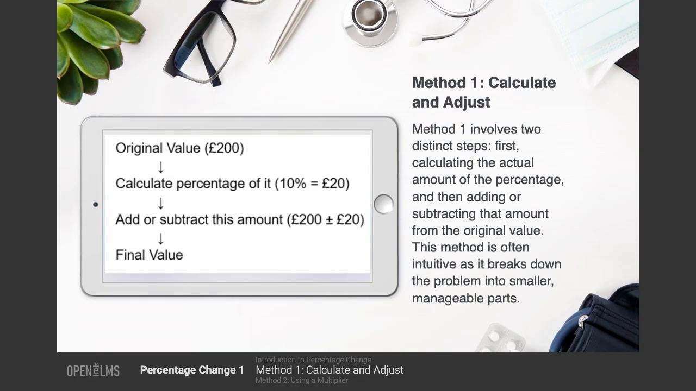Method 1. Calculate and adjust. Method 1 involves two distinct steps. First, calculating the actual amount of the percentage, and then adding or subtracting that amount from the original value. This method is often intuitive as it breaks down the problem into smaller, manageable parts.